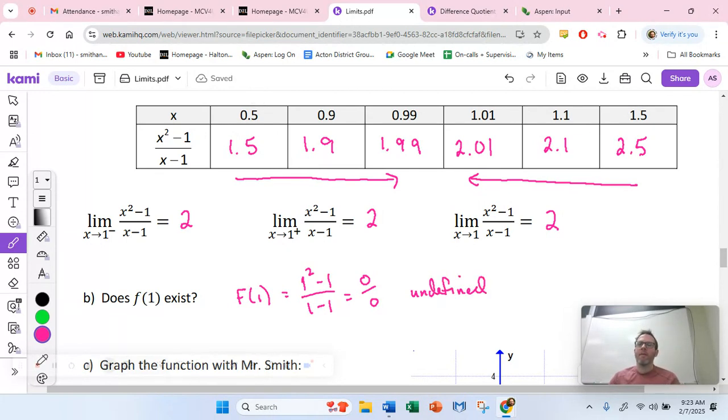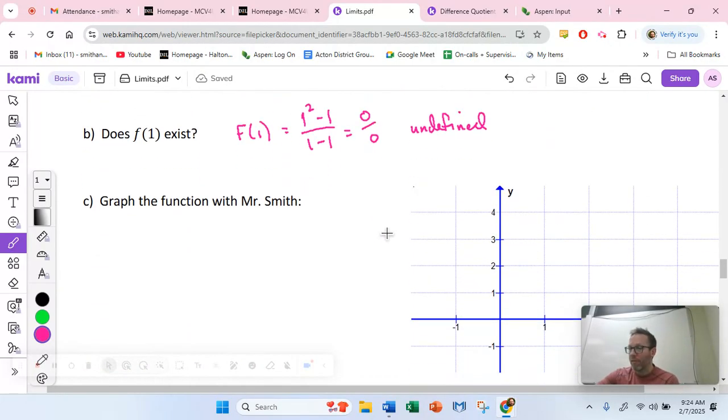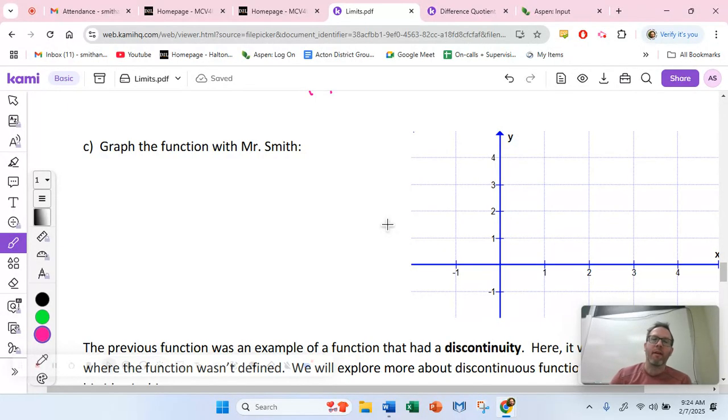So this is an interesting case. Unlike that polynomial one, here the limit exists, but there's actually no y value at that function. So what's going on here? What does this graph look like? Now, you guys did graphs like this last year, so we'll graph this one together.